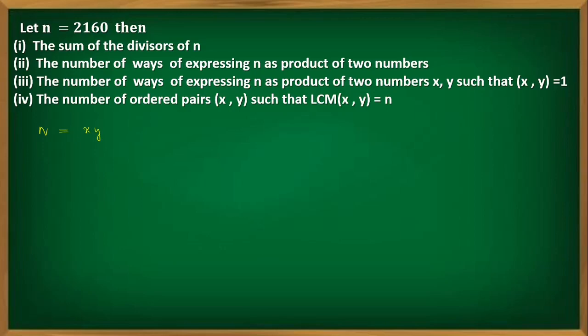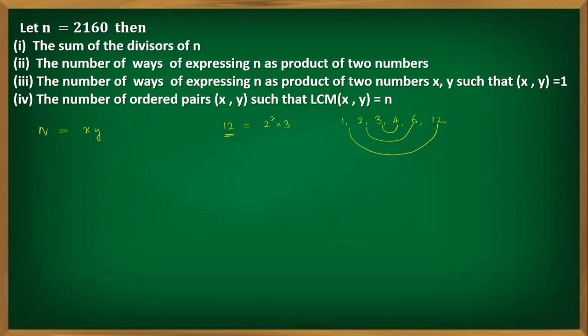For example, if I take once again the same number 12, which can be written as 2 square into 3, and the divisors are what? 1, 2, 3, 4, 6, and then 12, right? So 6 divisors we have: 1, 2, 3, 4, 6, 12. So how many ways can you express 12 as a product of two numbers? Can you tell me? 1 into 12 is one way, 2 into 6 is the second way, 3 into 4 is the third way. Only three ways you have.